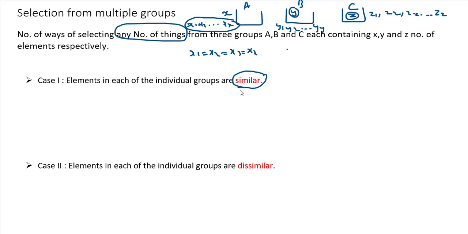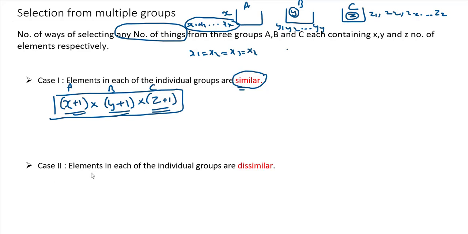So the number of ways in which any number of elements can be selected from a group that contains similar things will be given by the number of elements plus 1, as we have seen previously. This is for the first group A. For the second group, we can select any number of elements in y plus 1 ways. Likewise, from the third group, we can select any number of elements in z plus 1 ways. Now since we need to make a selection from all of these three groups, from the first group it is in x plus 1, the second group in y plus 1 ways, and the third group in z plus 1 ways. So combined we can select it in x plus 1 into y plus 1 into z plus 1 ways.